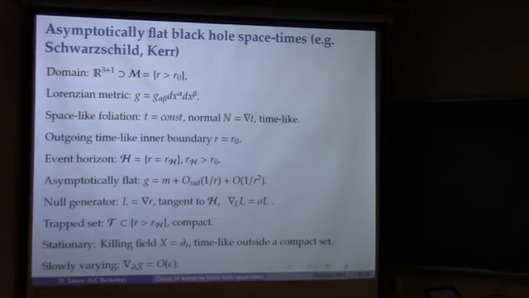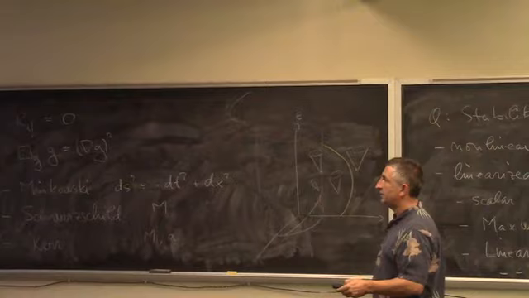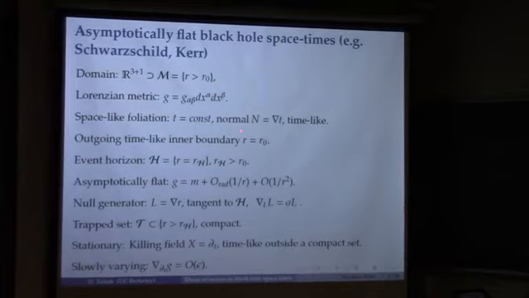So I have my time slices, which serve as initial value. I have an initial value slice for my wave equation, and then at further times I can measure energy on subsequent time slices. And so, in order for this to work, you need this foliation to be a space-like foliation.